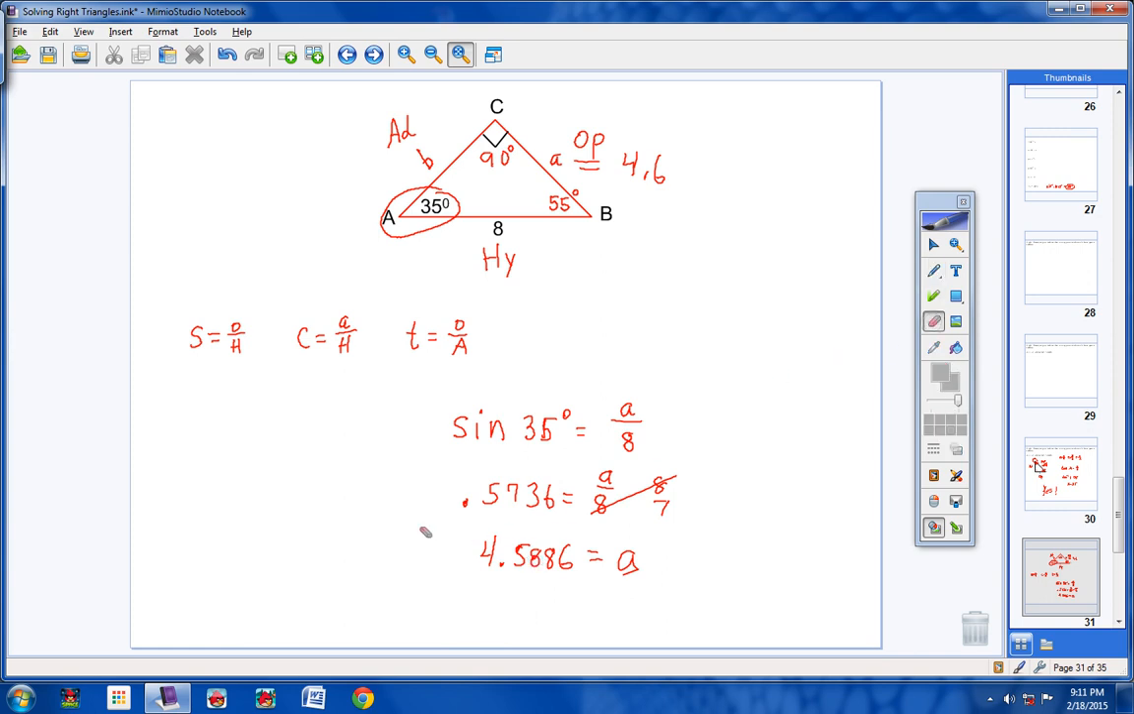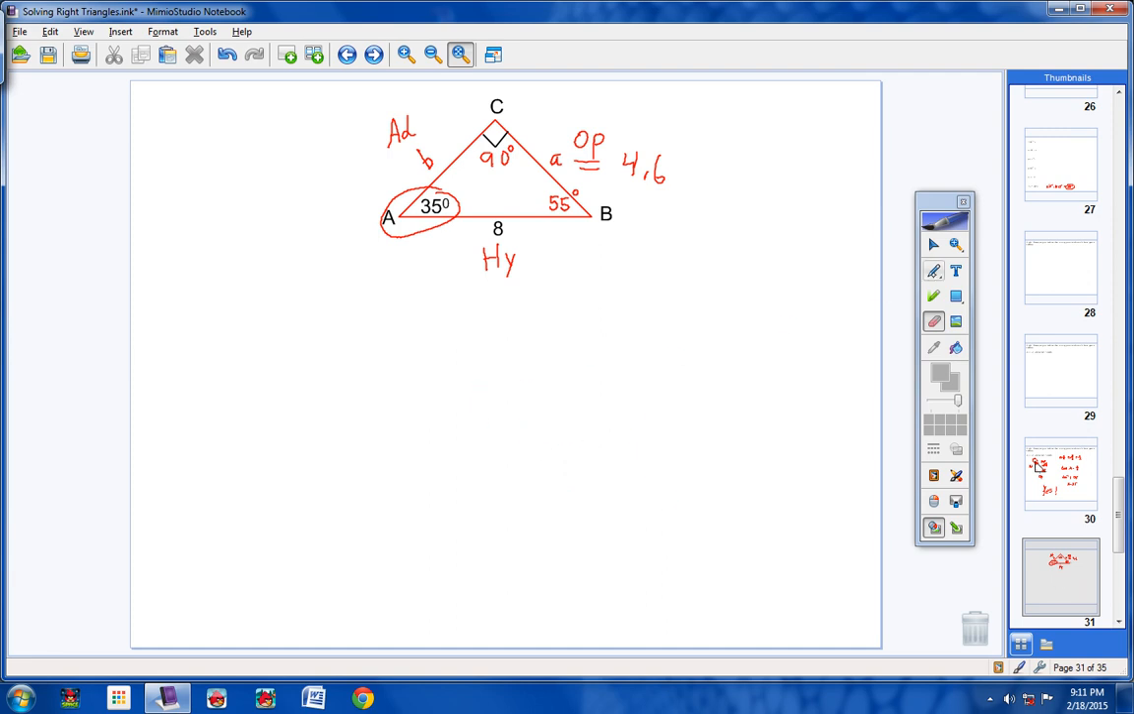Now, watch what I do next. Yes or no? Do I know two sides of the triangle? Of course I do. I know the hypotenuse, and I know one of my legs. So let's use Pythagorean Theorem to finish it. One of my legs is B, from right here. My other leg is 4.6. And my hypotenuse is 8.